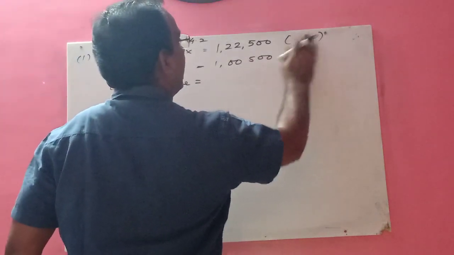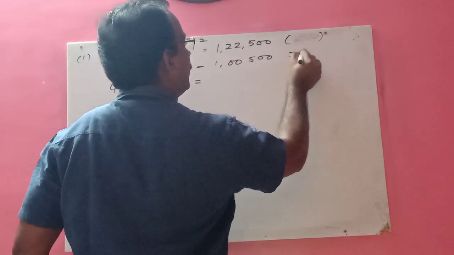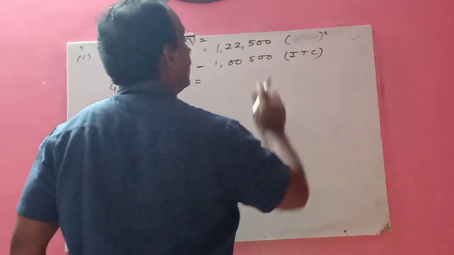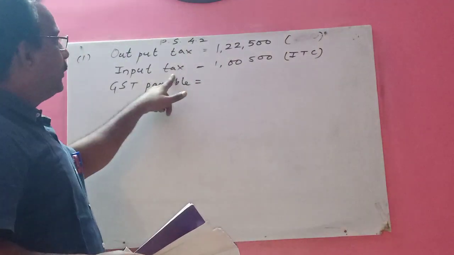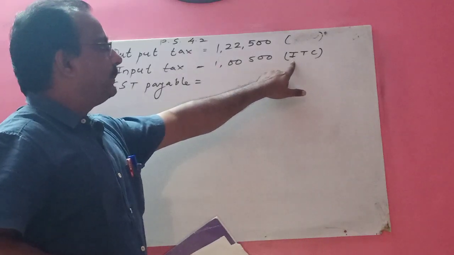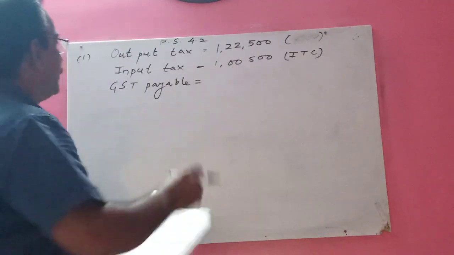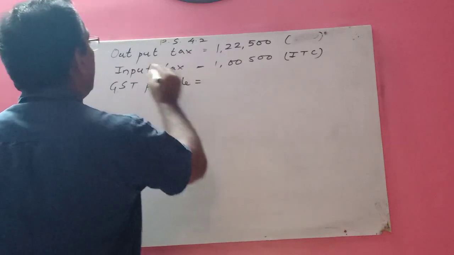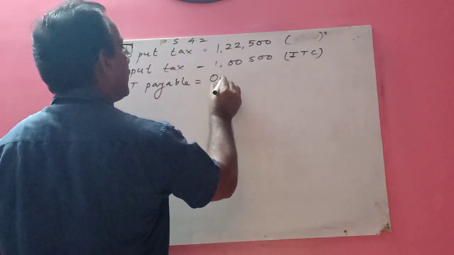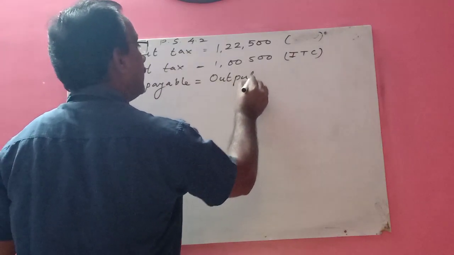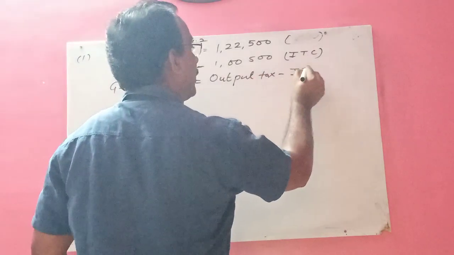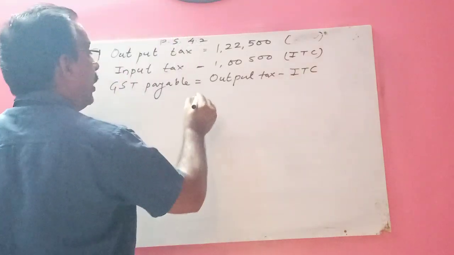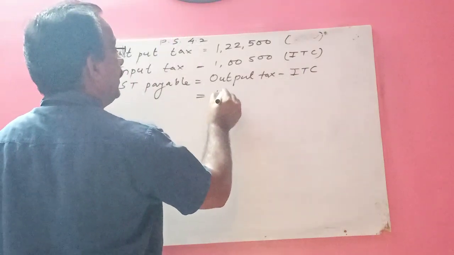This is not output tax. This is output tax, children, and this is input tax. It is also called the input tax credit. So GST payable is equal to output tax minus ITC. This is the formula which you will use. So output tax is how much here?